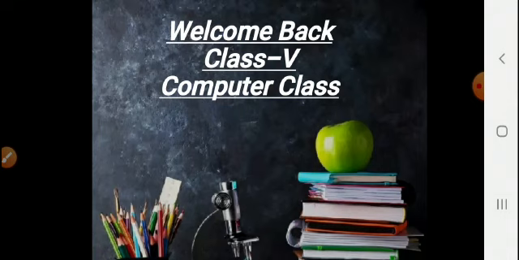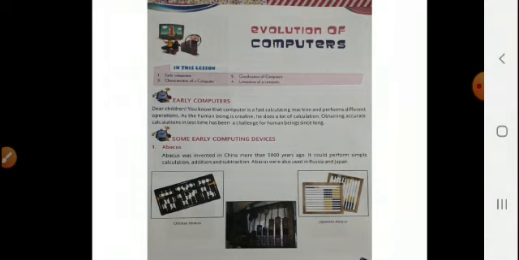So today we will do the revision of lesson number 1, that is evolution of computers. This is a very simple chapter, as you know very well, and in this chapter only 4 main topics are there: the early computers, classification of computers, characteristics, as well as the limitations of a computer. Understood? So you may open your book.